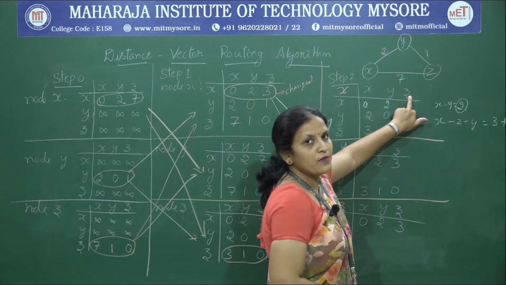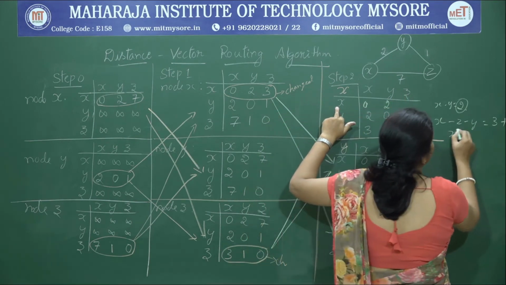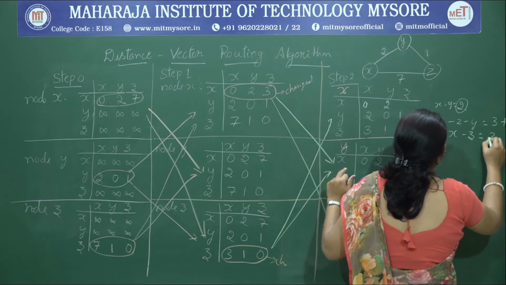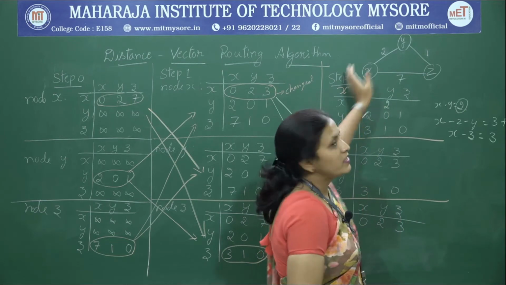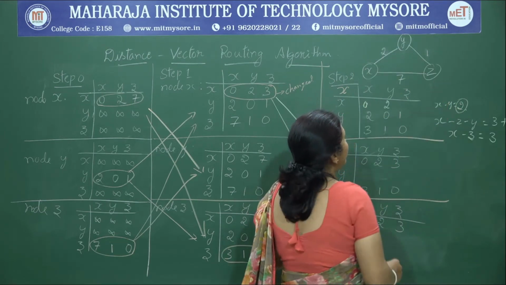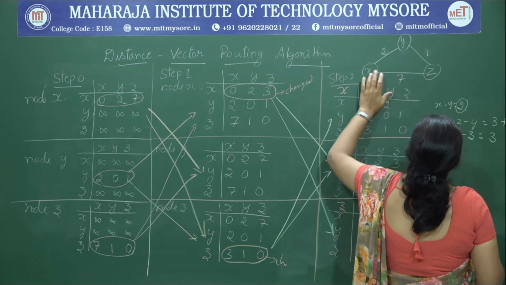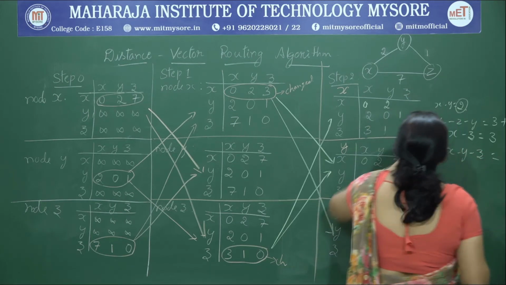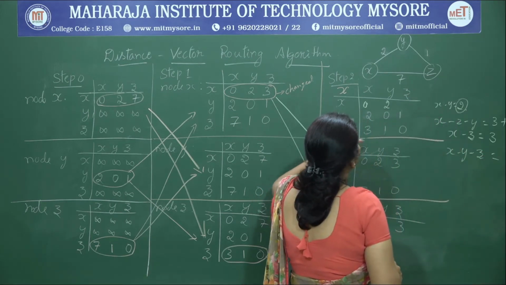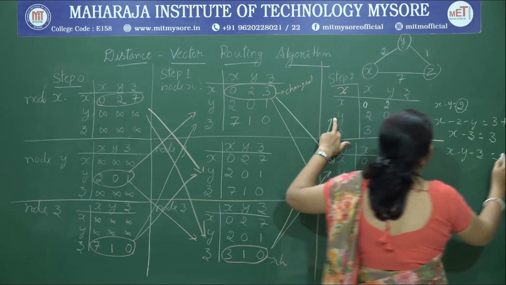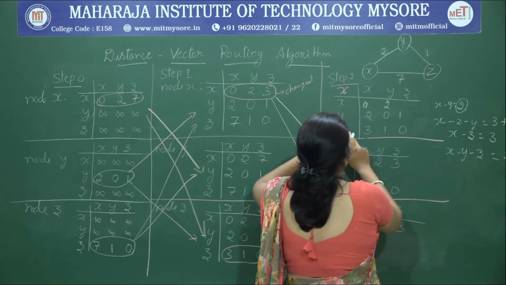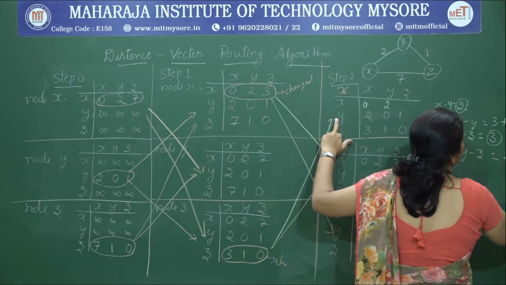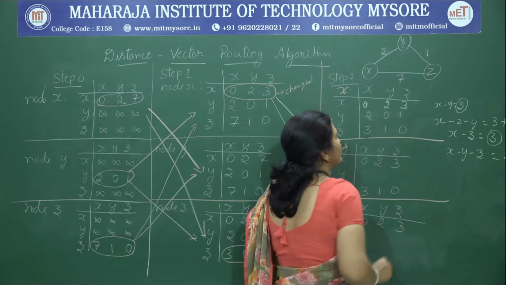Now, we will calculate the value from x to z. From x to z we already have 3. Is there any other path through which we can travel? Yes, x to y and y to z. The value from x to y is 2, and from y to z it is 1, which is 3. So, there is no change in the value, and we will retain it as it is.